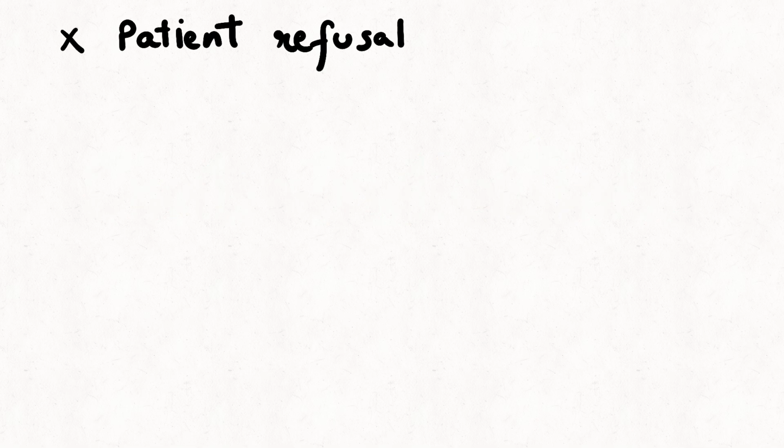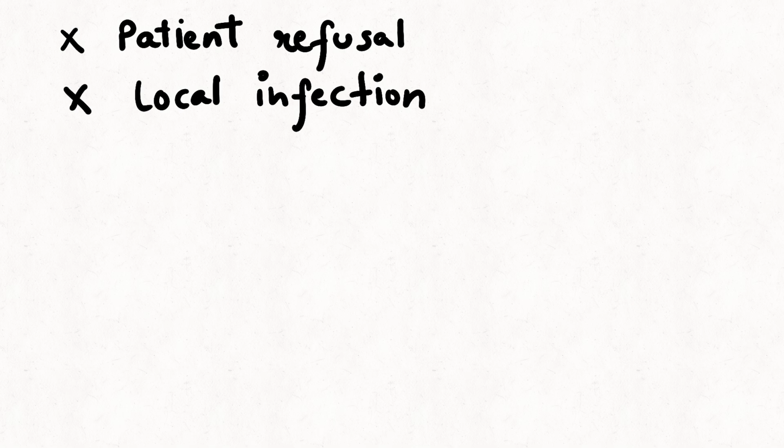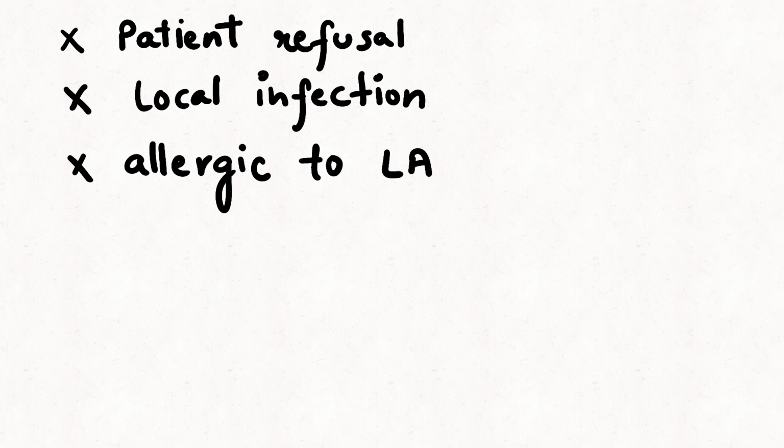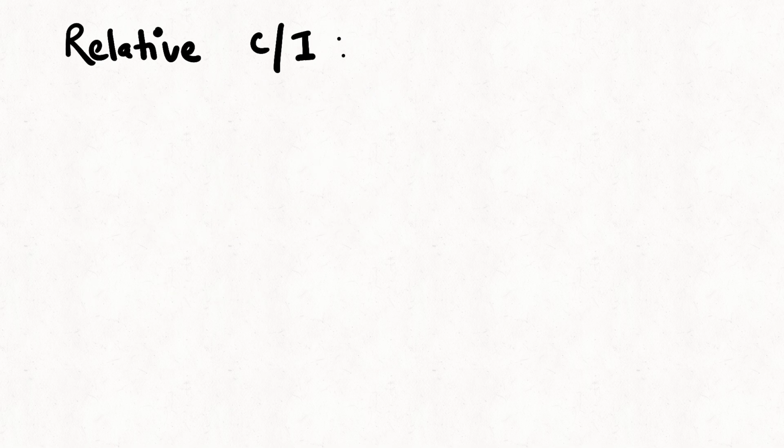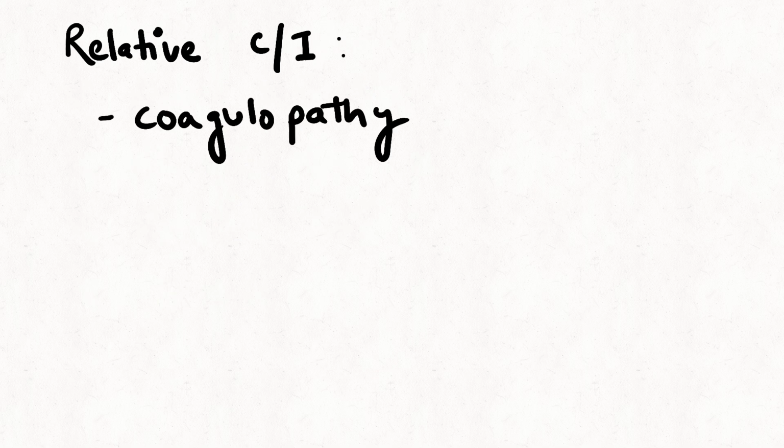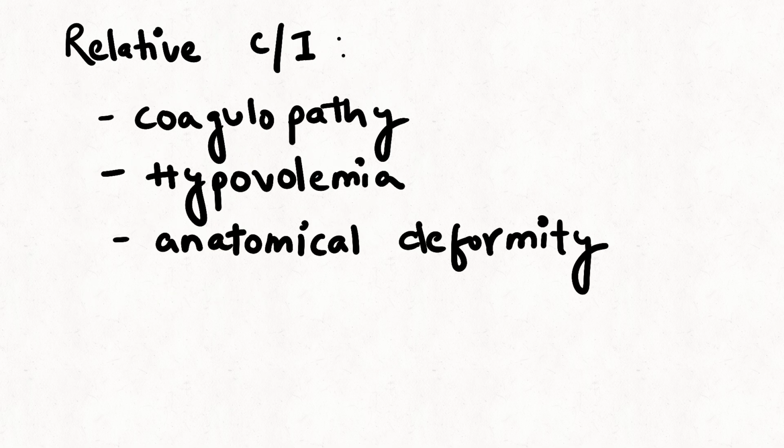Spinal anesthesia should be avoided in patient refusal, infection at injection site, allergy to local anesthetic medicine, raised intracranial pressure, and patient in shock. Relative contraindications include coagulopathy, hypovolemia, and anatomical deformity.